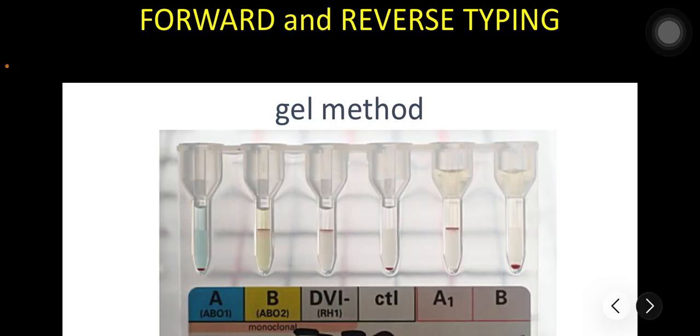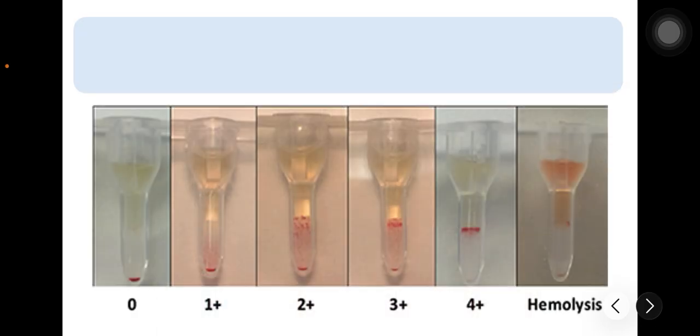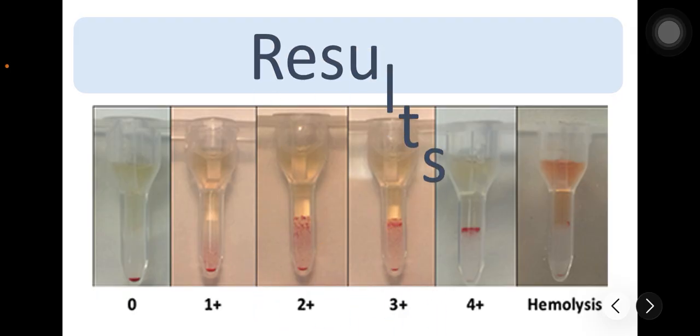Clumping in the gel column indicates the presence of the corresponding ABO antibodies. But again, the volume of the reagent and the sample varies from one manufacturer to another. So how are we going to grade the results of our gel method? The position of the red cells in the microtube determines the grade of the reaction.